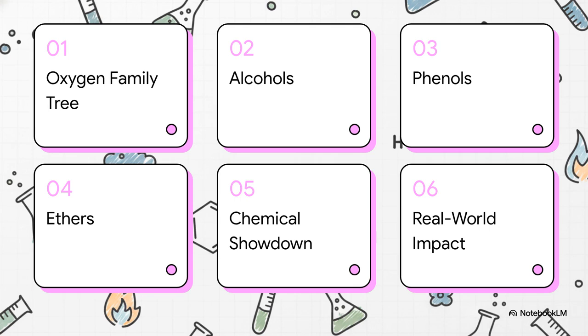Okay, here's our roadmap for today. We're going to look at the oxygen family tree, meet alcohols, phenols, and ethers, put them all together for a chemical showdown, and then wrap up with their real-world impact.